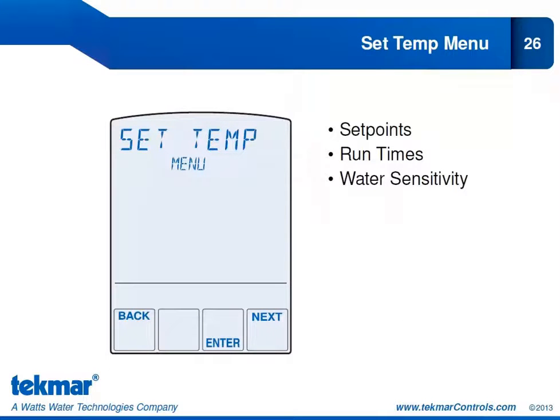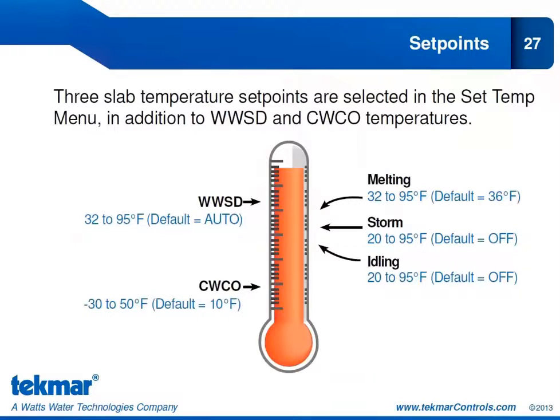Taking a look at the Set Temp menu. This menu is where you will enter your set points, your run times, and the water sensitivity. And we'll talk about all of those over the next few slides. So the set points that you enter here are the warm weather shutdown, cold weather cutout, and your melting, storm, and idling temperatures.